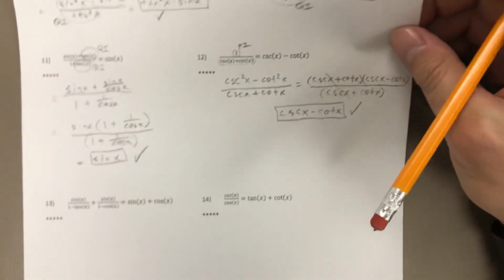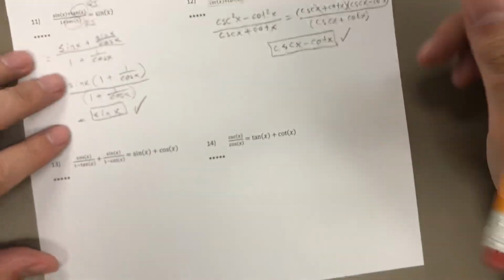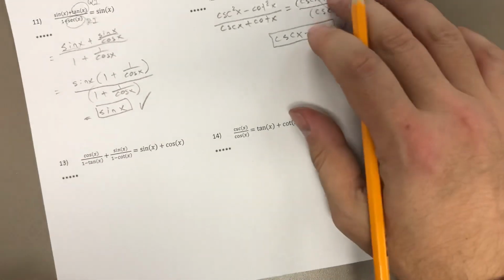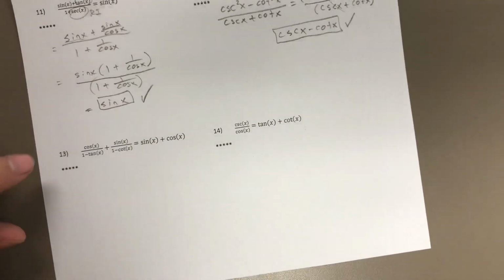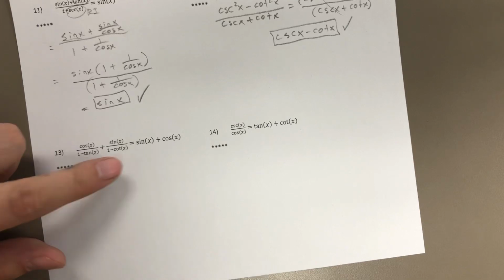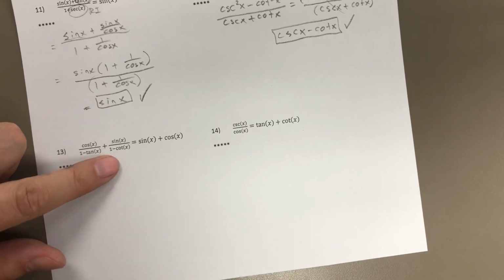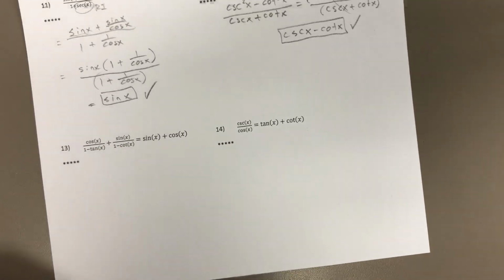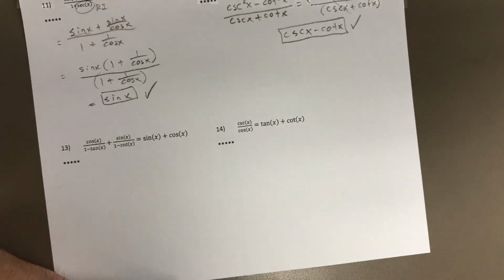Okay, so that's number 12. We've got 2 more of these 5-star problems. So let's see. Oh boy, it looks like probably, I'm going to guess. No, do we want to do the common denominator on these ones? I don't think so. I don't think common denominator would be beneficial.